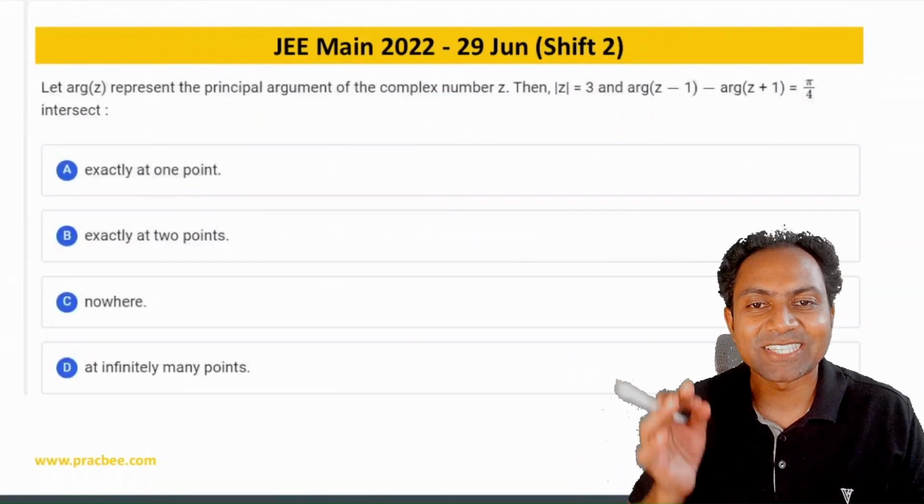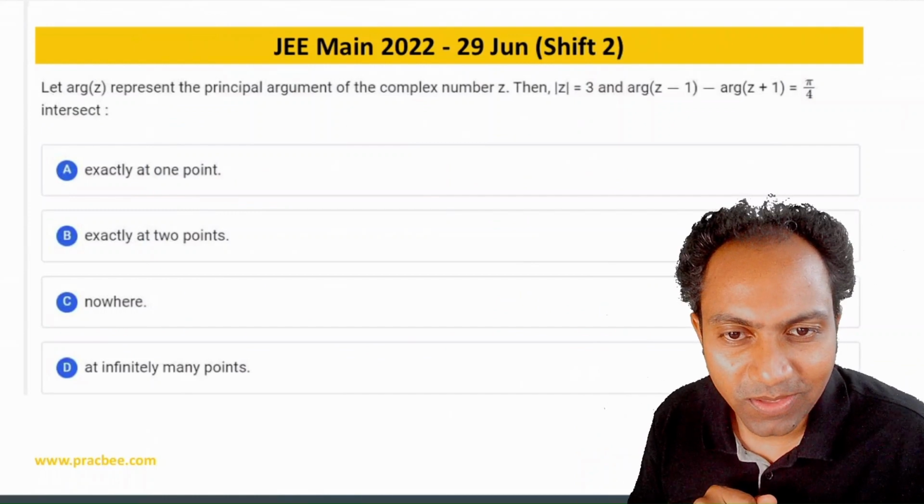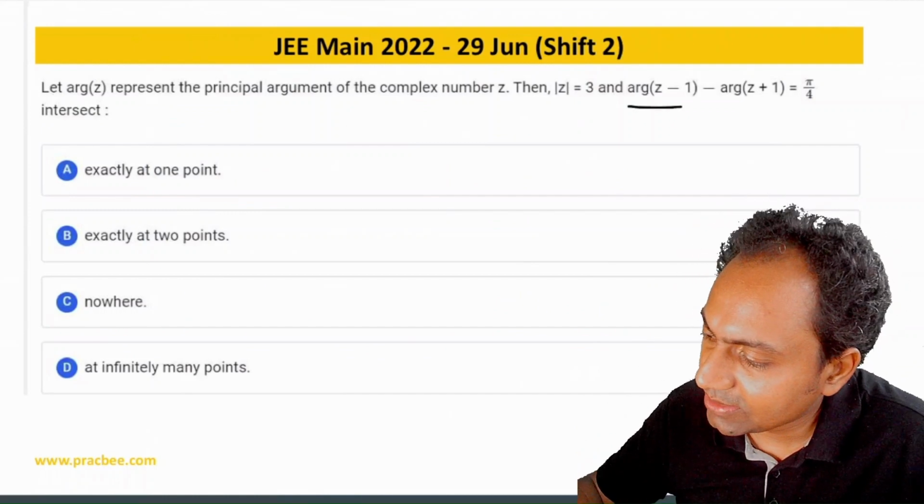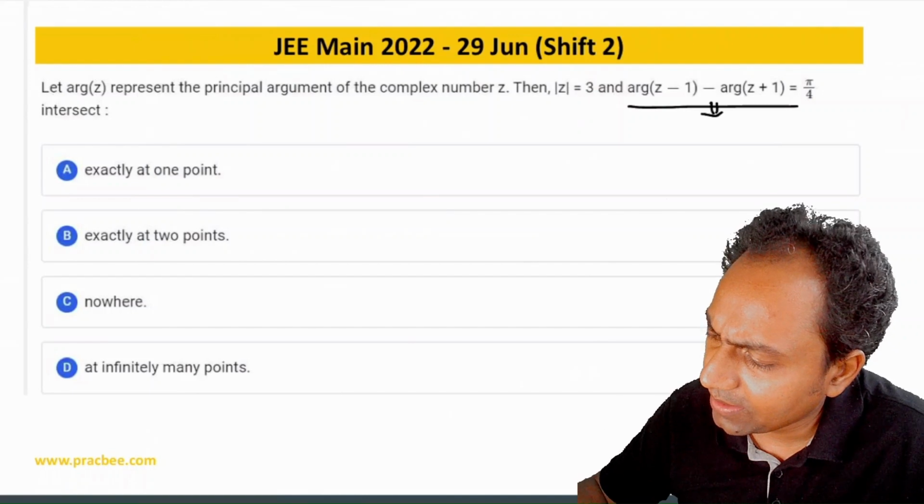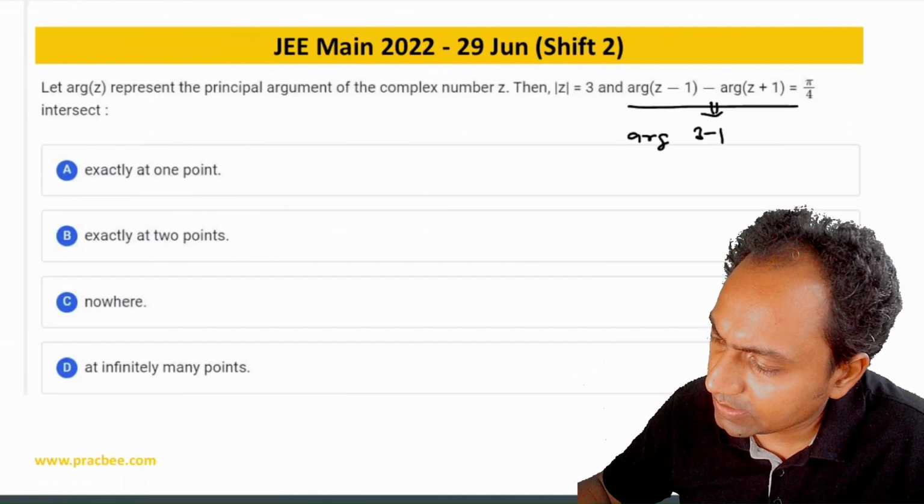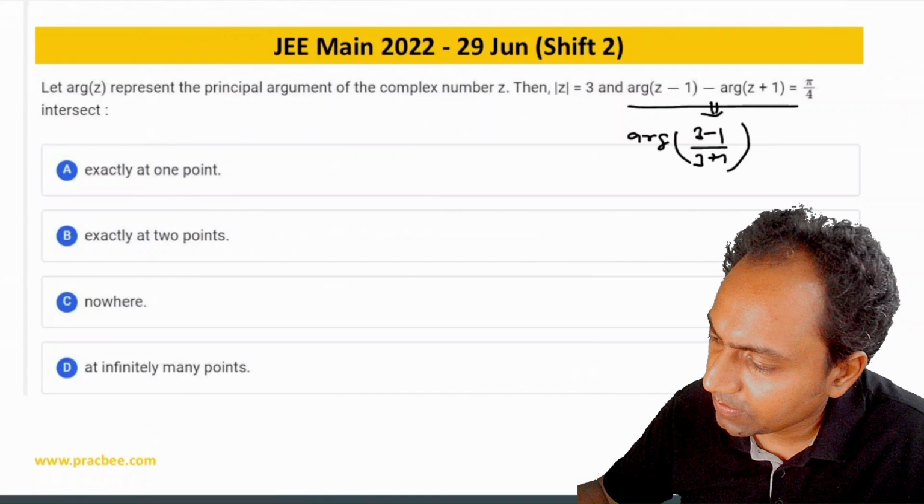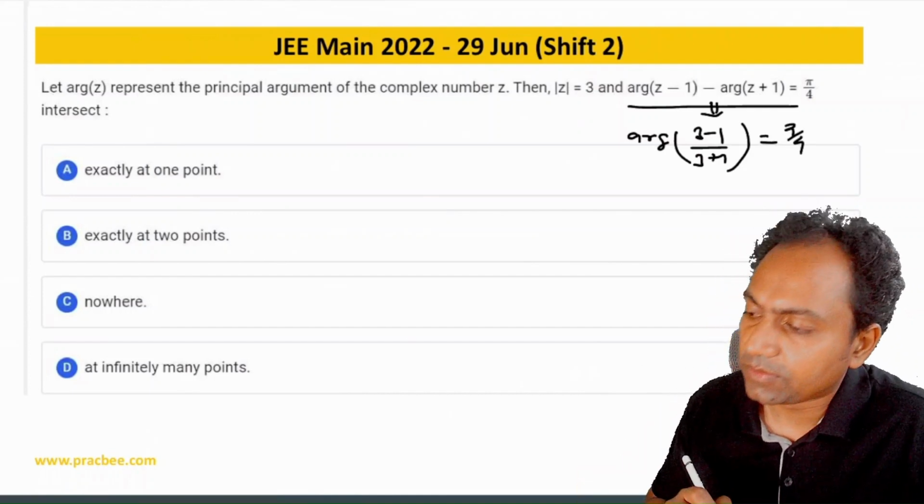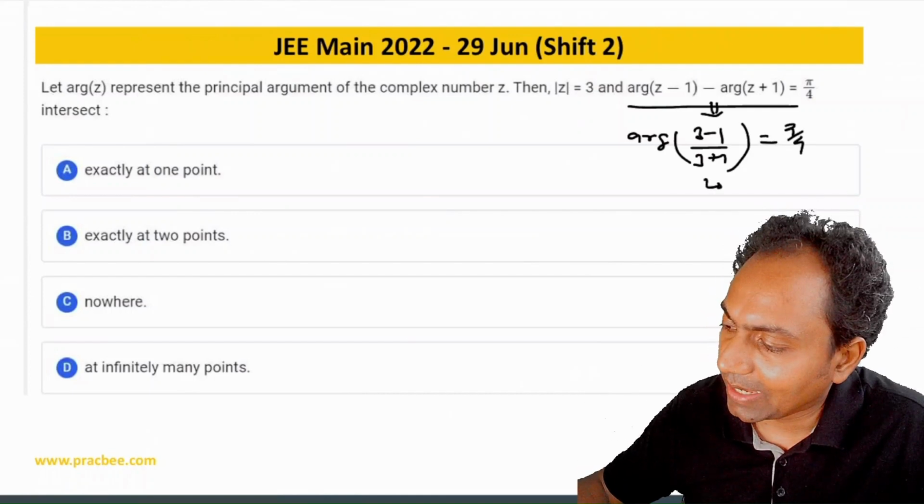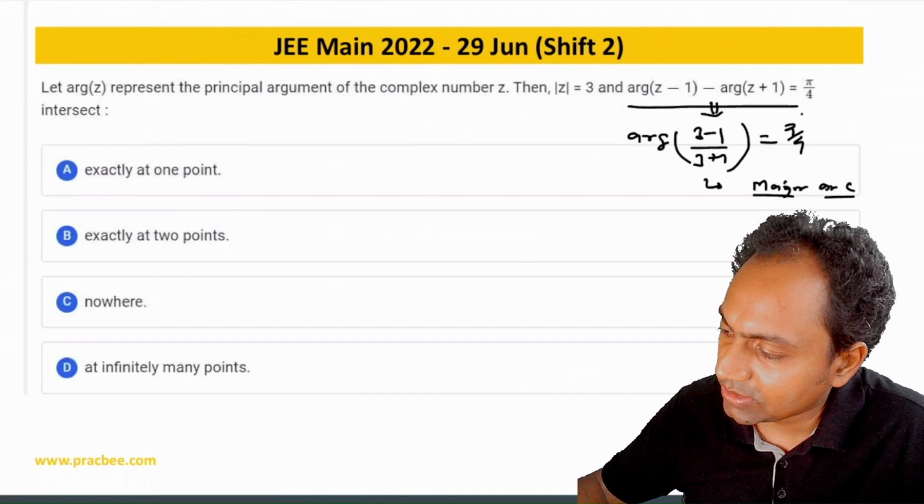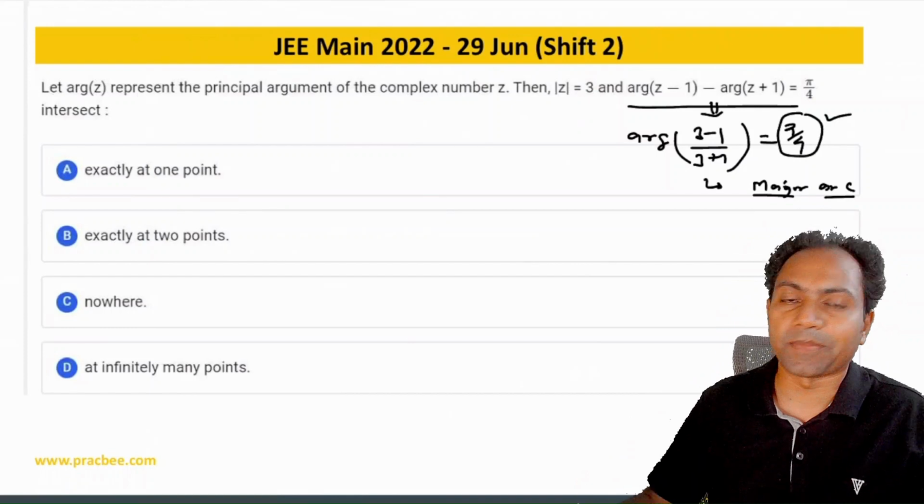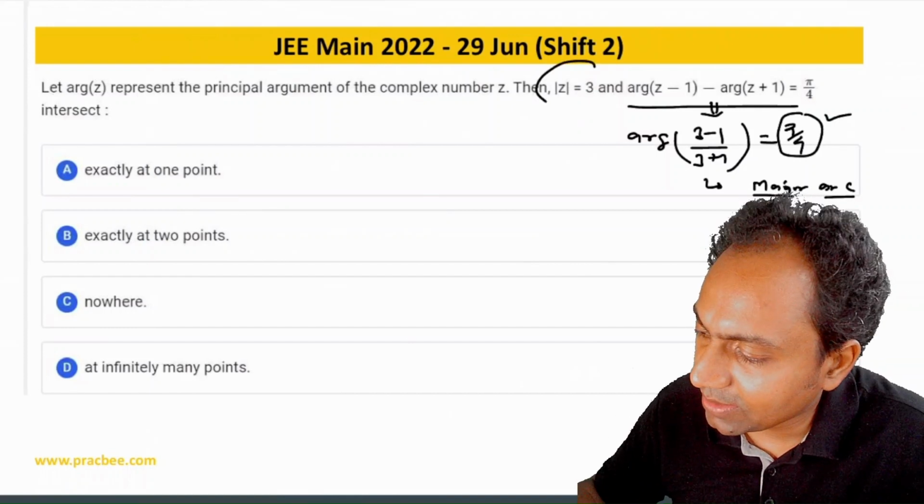Now this very interesting question was asked in 2022. What this question says is, there is this one locus and we can clearly identify this is argument of z minus 1 by z plus 1 is equal to pi by 4. And this is nothing but a locus of a major arc. Major arc because this angle is pi by 4, that is between 0 and pi by 2. And this one, another one, is nothing but a circle.